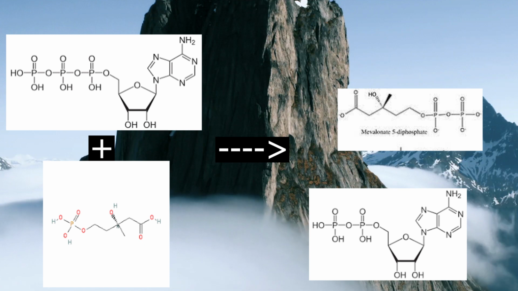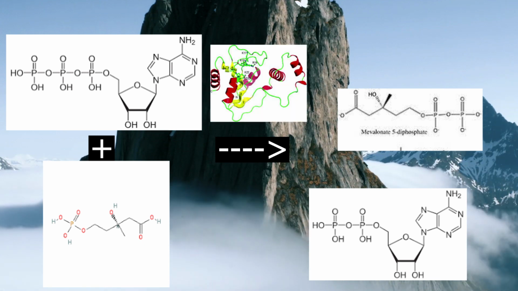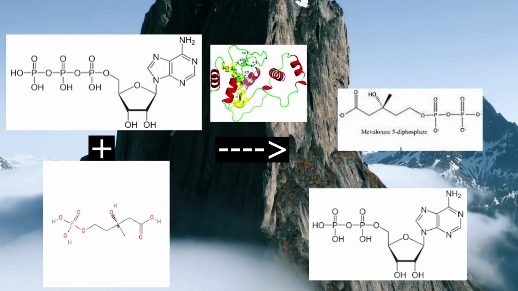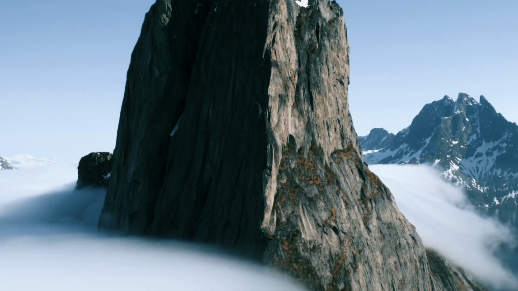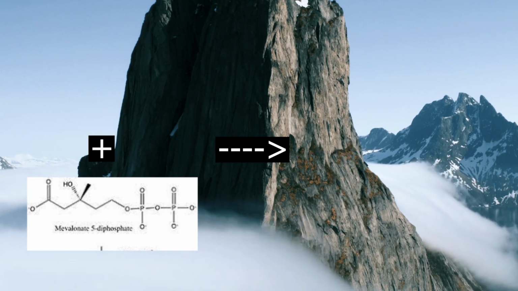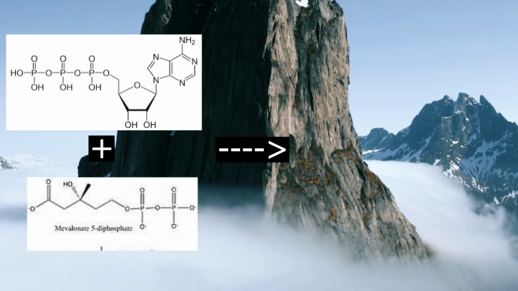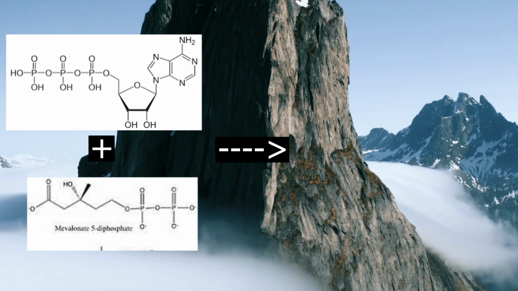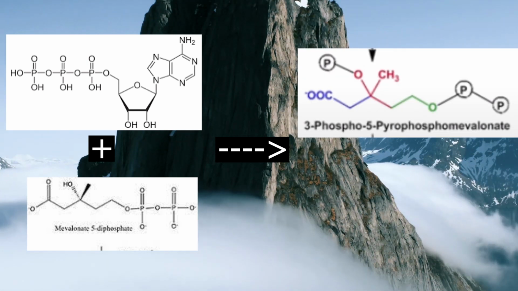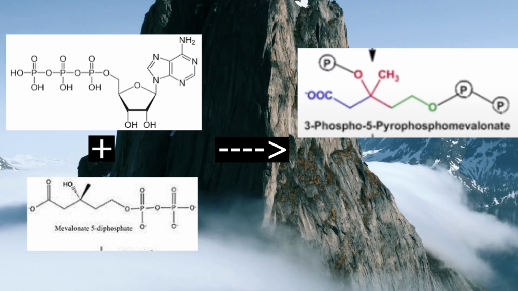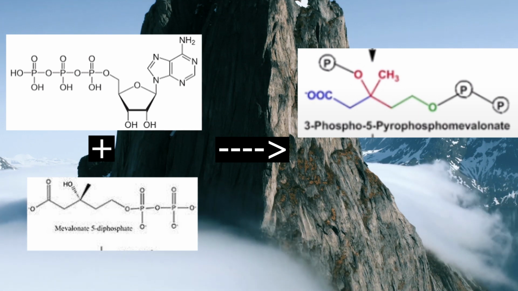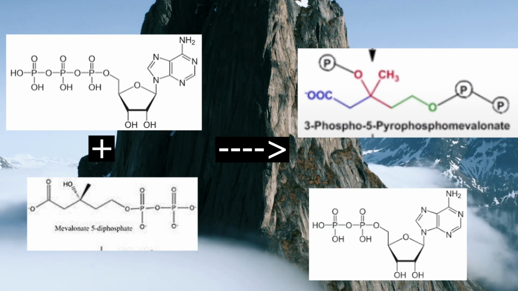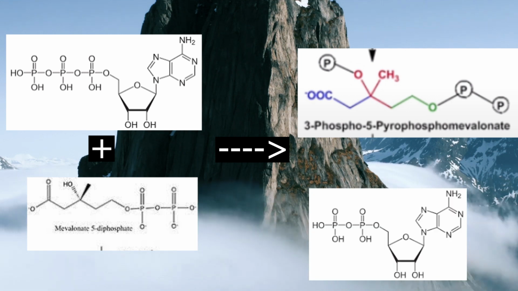And the enzyme that catalyzes this reaction is phosphomevalonate kinase. And once you have 5-pyrophosphomevalonate, then you react that with another adenosine triphosphate molecule, and then that will turn into a very, very complicated molecule known as 3-phospho-5-pyrophosphomevalonate. It's quite a mouthful, and again, like the last time, you end up getting an adenosine diphosphate molecule on the side because it's not needed.